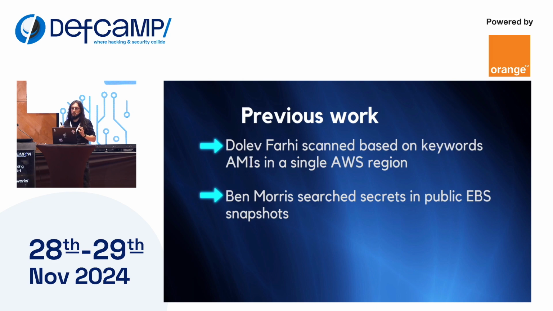He scanned AMIs based on keywords, but from a single AWS region. And this, from our perspective, was not enough to cover the full potential of the research. And then there was Ben Morris, who searched for secrets in public EBS snapshots. At first we believed there was a big overlap between the 2 researches, but in fact, there is very little overlap, as we will see shortly.